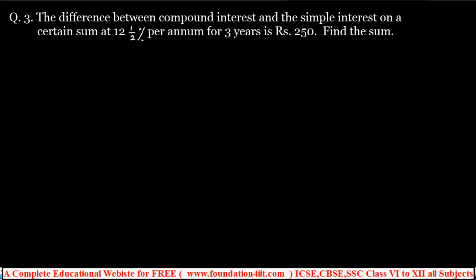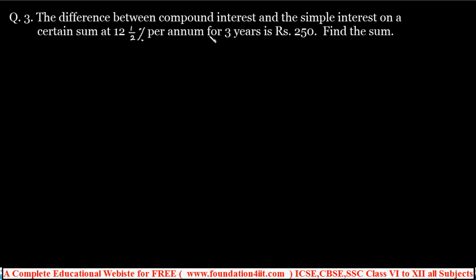So this problem is a combination of the difference between compound interest and simple interest. The difference between compound and simple interest on a certain sum, and we don't know the value of P, at 12.5% per annum for 3 years is 250. Find the sum. So the difference is 250 rupees, and we know compound interest will be more than simple interest. So compound interest minus simple interest is 250.